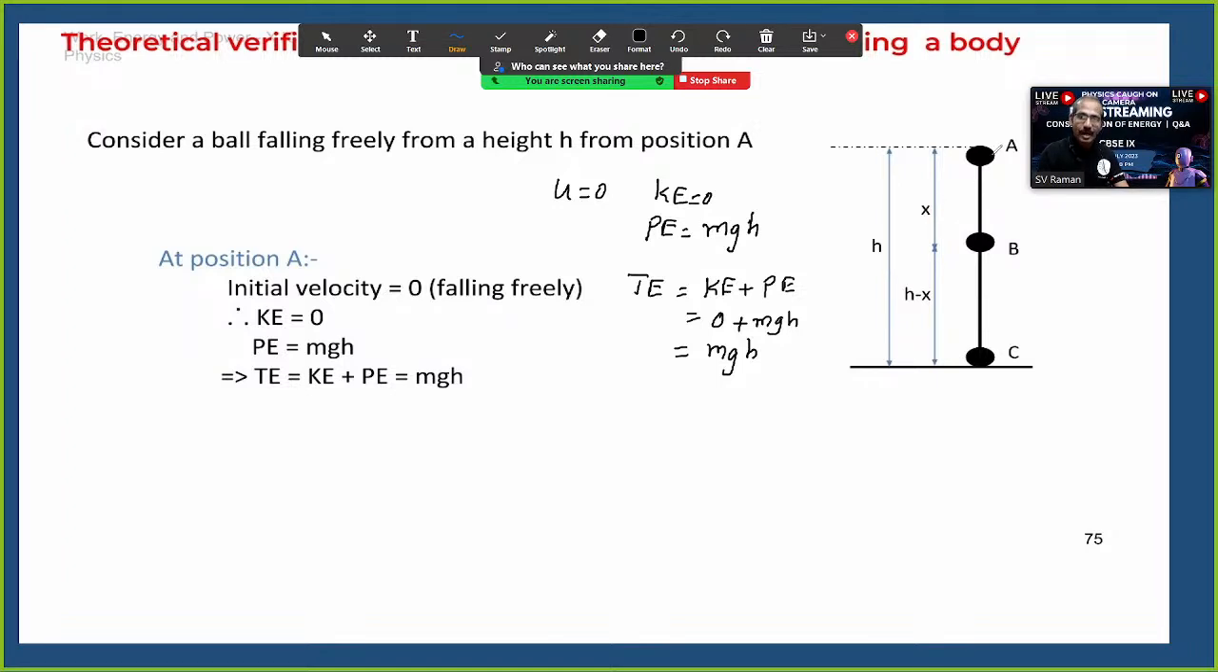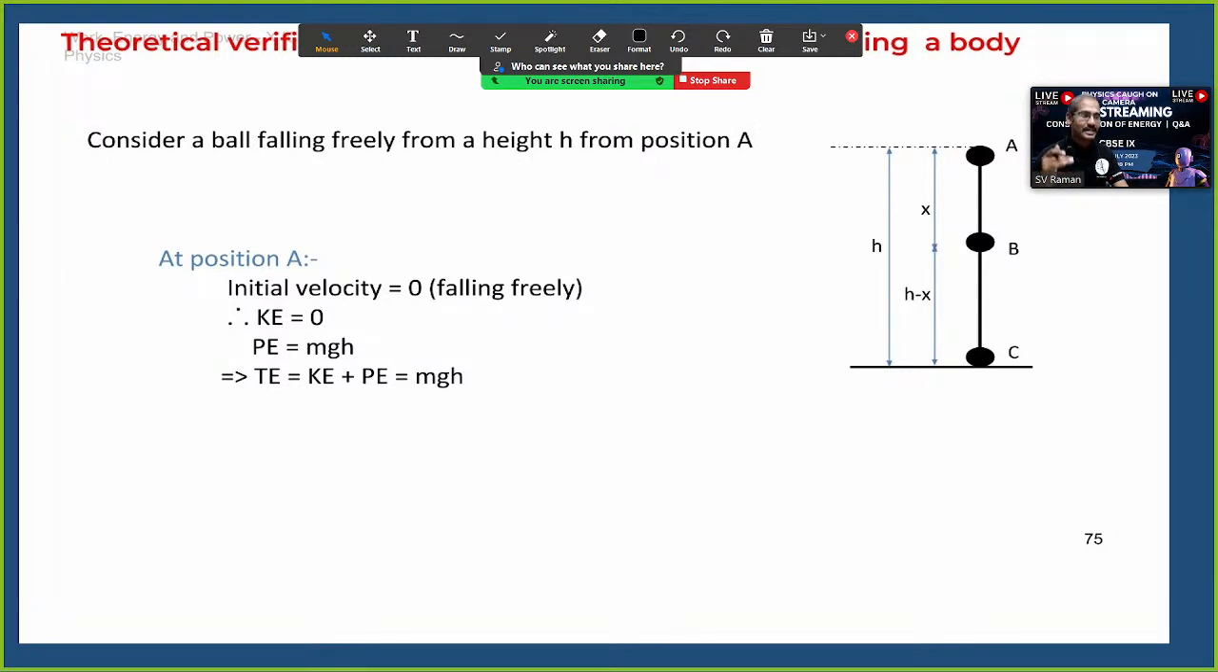Now a ball is coming to point B. At point B we need to identify both kinetic energy and potential energy, and the summation of energy must be equal to mgh. Let's see. At point B, what is its kinetic energy and potential energy? Now the ball comes to point B. How much distance has it traveled? Let's say x distance it has traveled. From the ground, how much height is there? Remaining height h minus x. We will calculate.